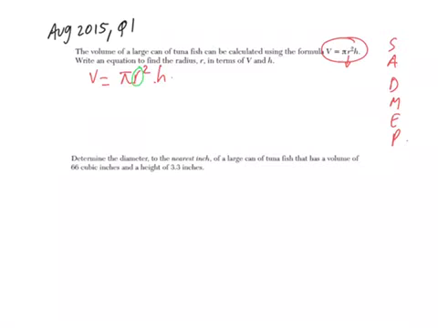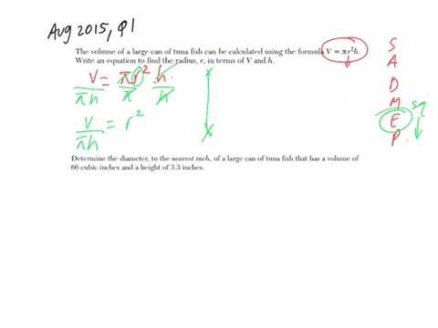So let's get rid of a few things. Let's divide pi. Let's divide h. So what do we have? R square is equal to V over pi h. Right? Now we see an exponent. What type of exponent? It's a square. What's the opposite? Square root. So let's take the square root on both sides.